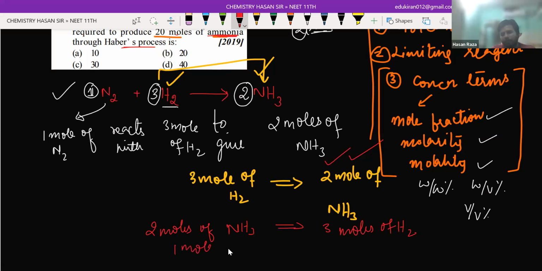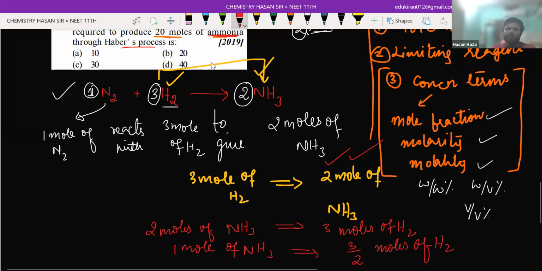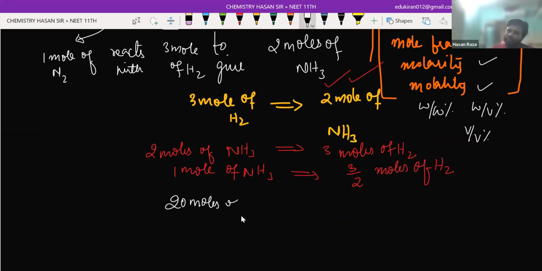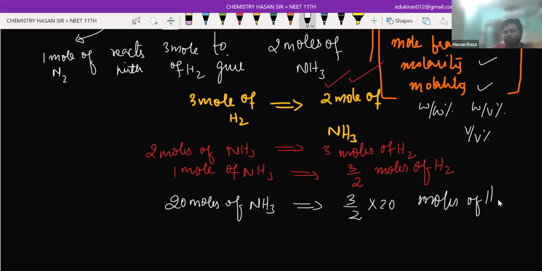Now I'm going to write for 1 mole of NH3, how many moles of H2 you will get? 3 by 2 moles of H2. Now, in the question, it has been said that 20 moles of NH3 are produced. So how many moles of H2 are required? What you need to do? 3 by 2 into 20 moles of H2. It's very simple. Now, how many moles do you require of H2? 30 moles of H2. Are you getting my point?